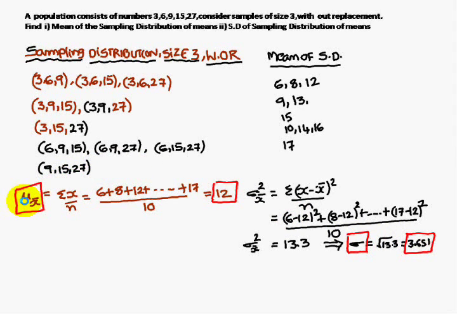So the mean of the sampling distribution is 12, and the standard deviation of the sampling distribution is 3.651. Okay, thank you.